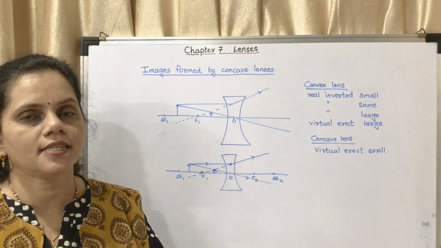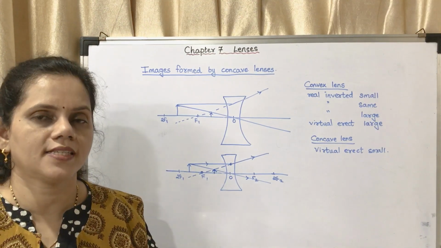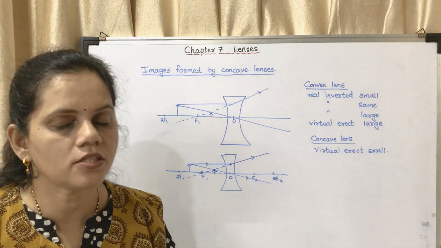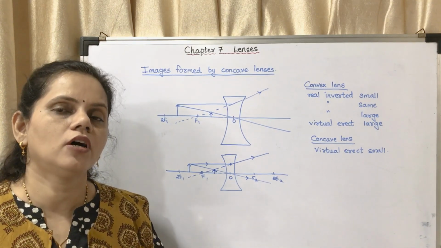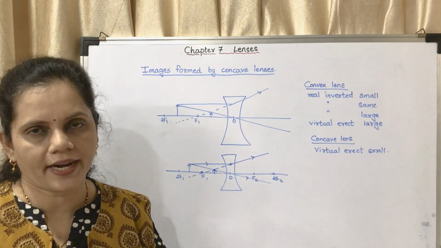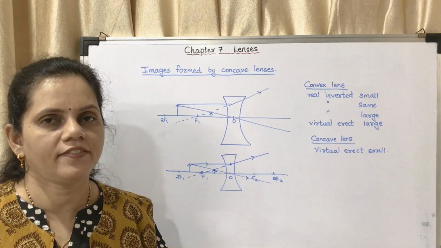So this is about the images formed by convex lens and concave lens. Hope you have understood. You have to draw the ray diagrams and practice. You may ask if you are having any doubt.